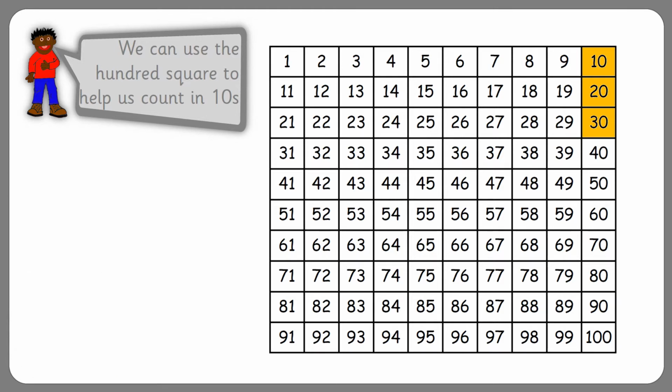Okay, welcome back. Shall we continue counting in tens? So we're up to 30 on my 100 square. 30, 40, 50, 60, 70, 80, 90, 100. And that's quite a neat pattern, isn't it? We've highlighted every number in the last column on our 100 square, and all of those numbers end in a 0.